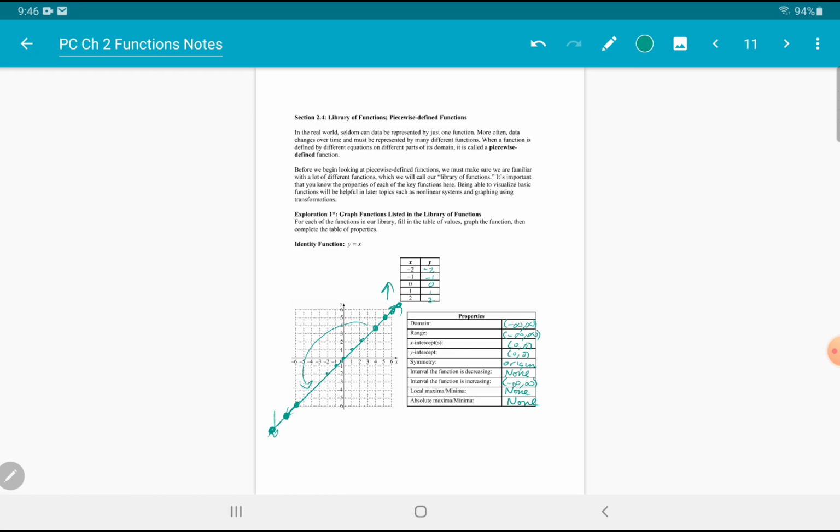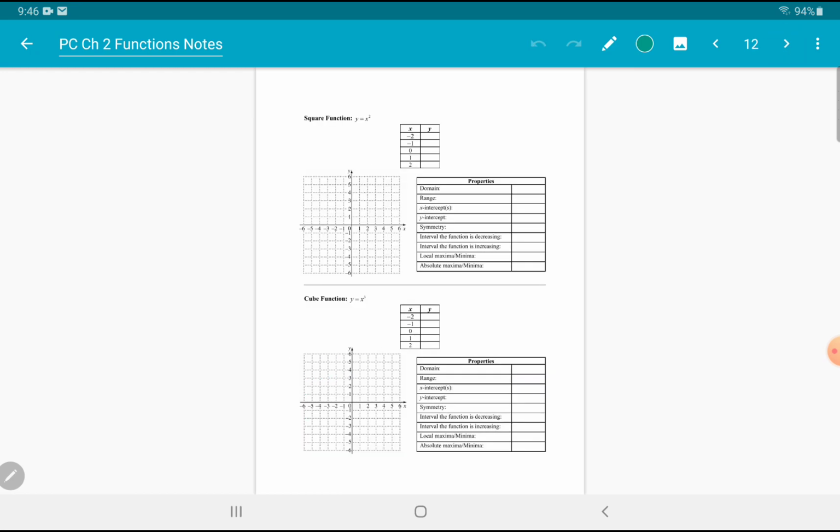Let's try another one. Which one should we do? Let's do a square function together. So when we plug in some values into the square function, negative 2 squared will give us 4, negative 1 squared will give us 1, 0 squared gives us 0, 1, and 4. And we know what that looks like when we graph it. We're going to get a parabola, 2, 4, negative 2, 4. There we go. And then sketch your parabola out.